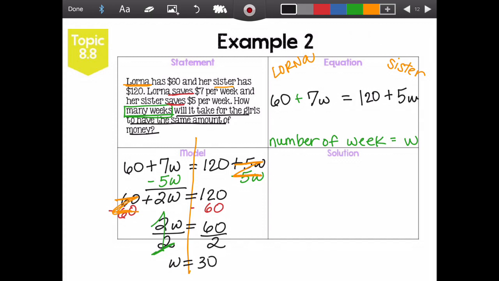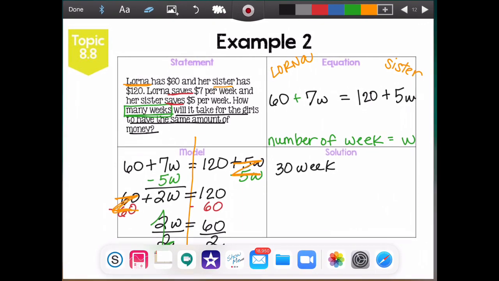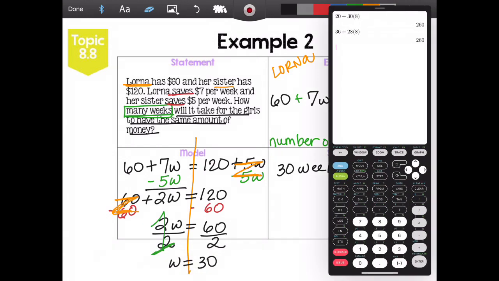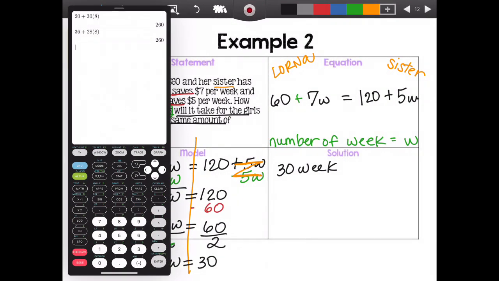Okay, so the number of weeks that the girls are going to have to save is 30 weeks in order for their totals to be the same. Okay, so our solution is 30 weeks. But again, we want to make sure. So we can do that by plugging in the 30 weeks into our equation to see if their amounts would be the same. So I'm going to open the calculator, move it to this side.